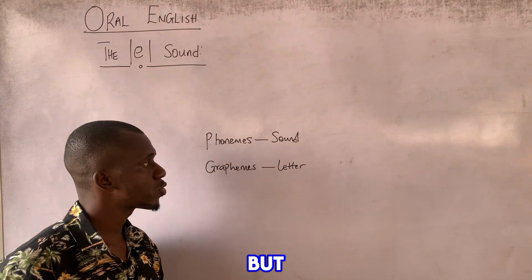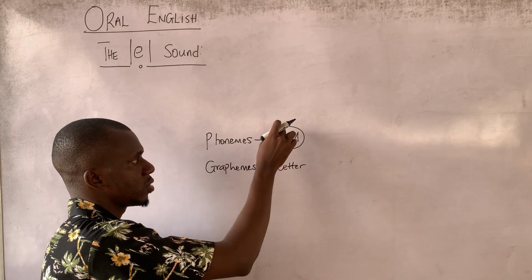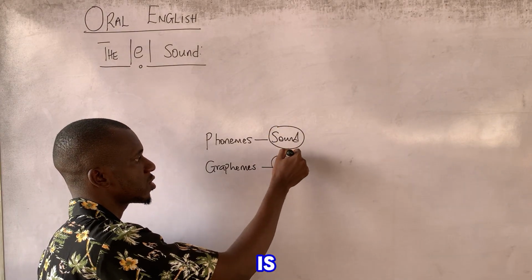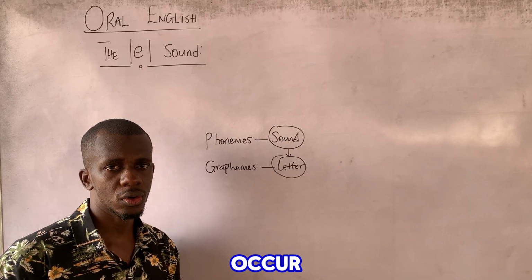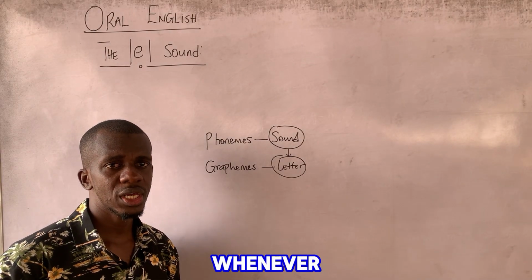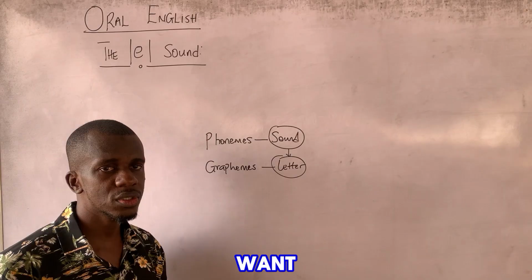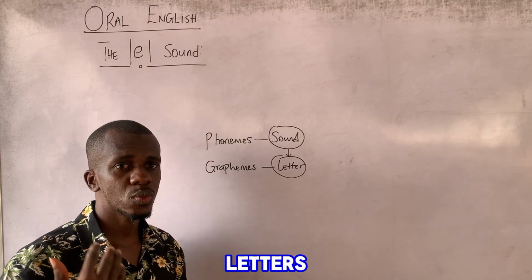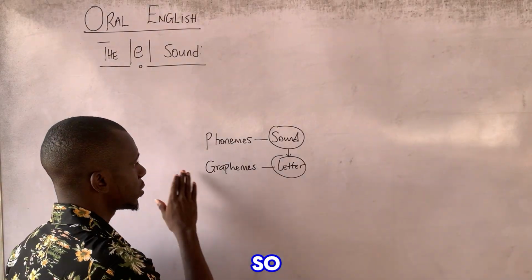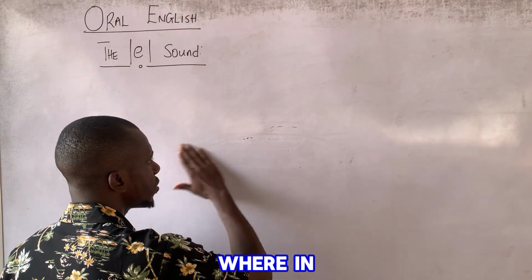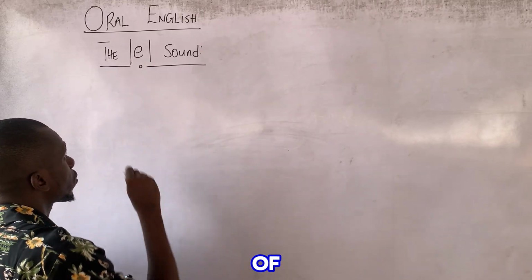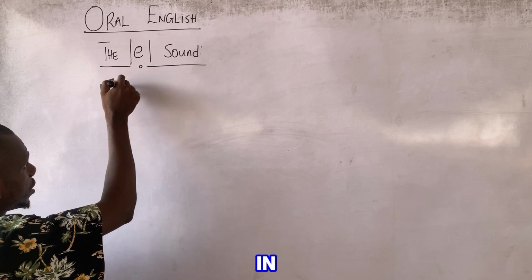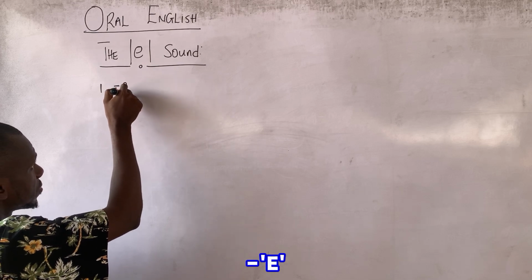When we study phonemes, that is sound, sounds occur in letters. That is what I'm saying. Whenever we teach sounds or want to get acquainted with sounds, we must get to know the letters wherein they occur. So that being said, the letters wherein the air sound occurs, number one, it occurs in the letter E.